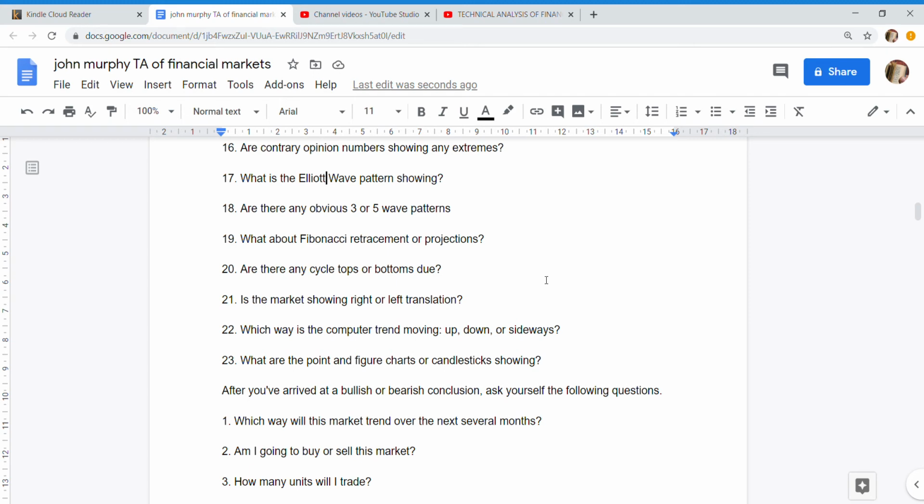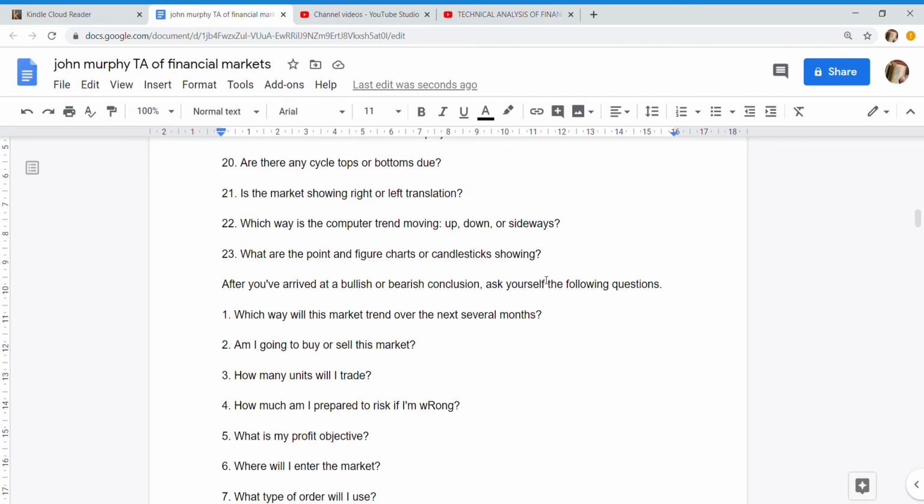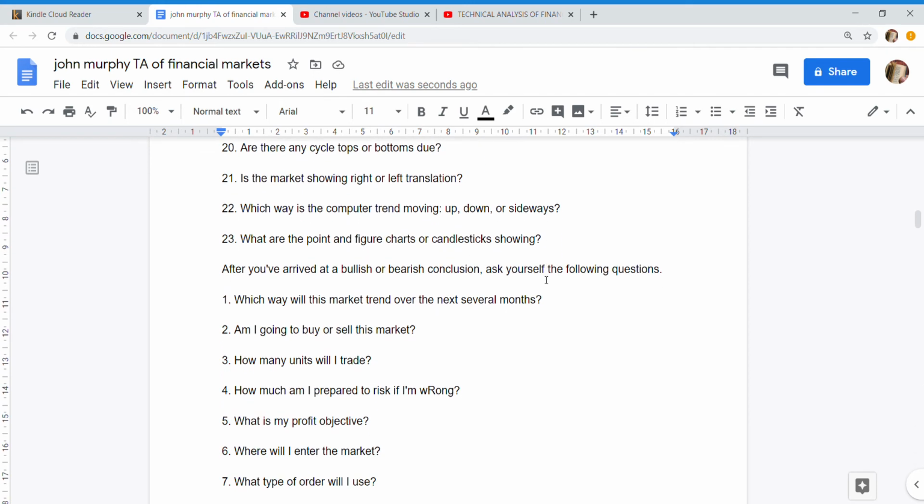After you've arrived at a bullish or bearish conclusion, ask yourself the following questions. 1. Which way will this market trend over the next several months? 2. Am I going to buy or sell this market? 3. How many units will I trade? 4. How much am I prepared to risk if I'm wrong? 5. What is my profit objective?